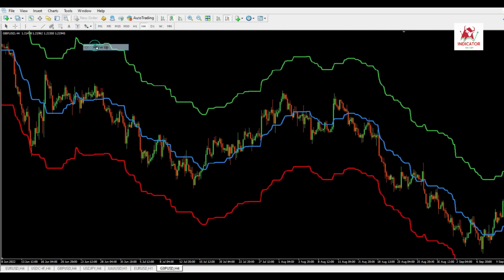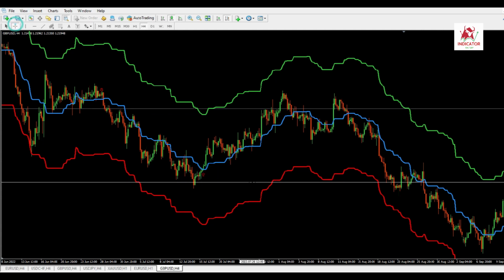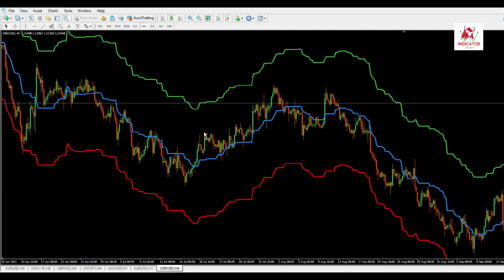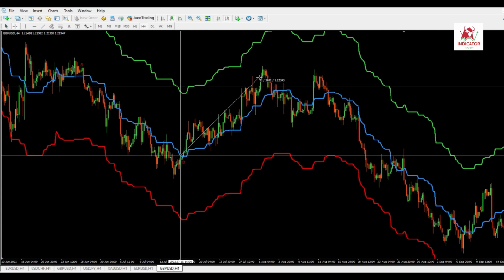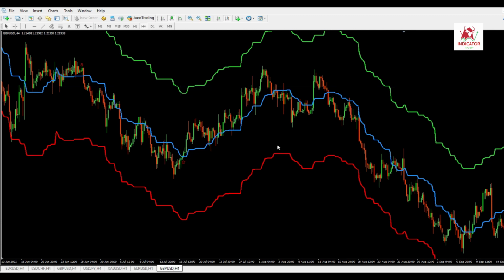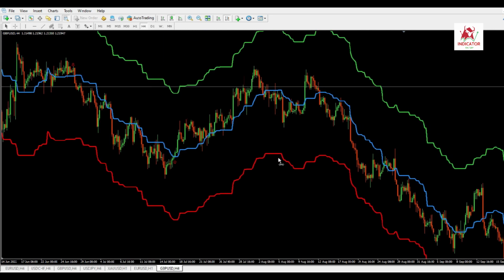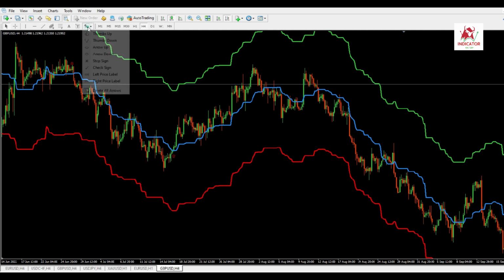On its own, Kijun Sen shows the midpoint price for the last 26 periods. Similar to a moving average, when the price is above the baseline it indicates the price is above the midpoint and therefore short-term price momentum is up. This is further confirmed if the Kijun Sen line is angled upwards. When the price is below the baseline, and especially if Kijun Sen is angled downwards, that indicates price momentum is to the downside as the price is below the 26 period midpoint.